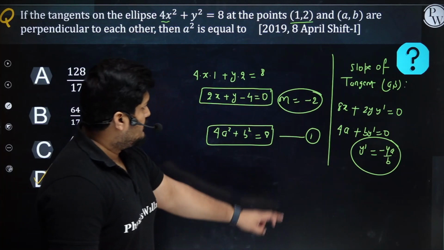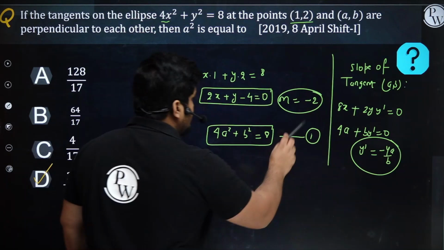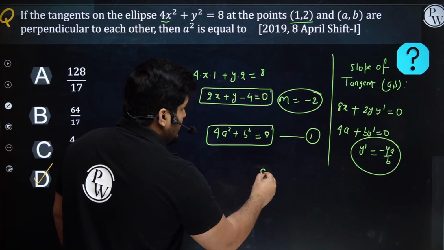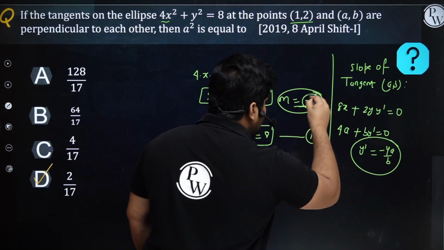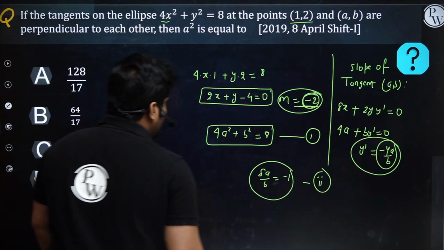And these two are perpendicular. So what is the product here? The product will be equal to m into this. Slope here is minus 2, so minus 2 multiplied by this thing, which is minus 4a by b, is equal to minus 1. So using 1 and 2, you can solve it and you will have your answer as 2 upon root 70. Moving on to the next question.